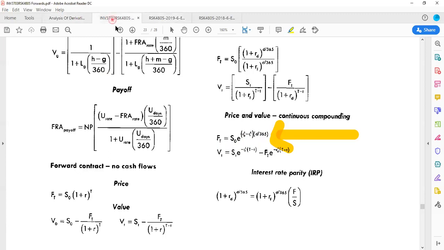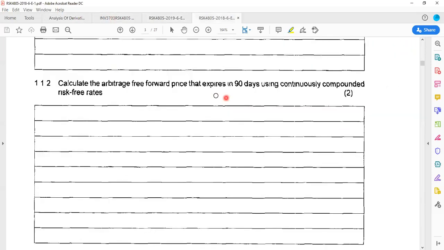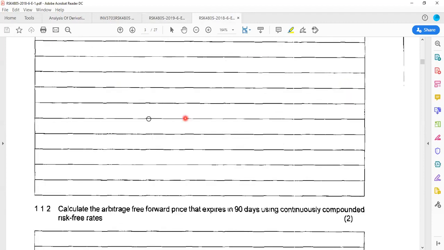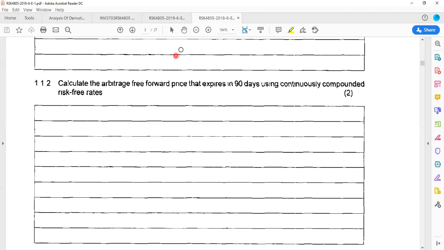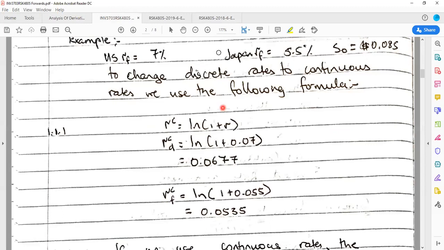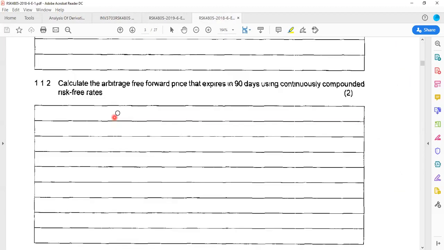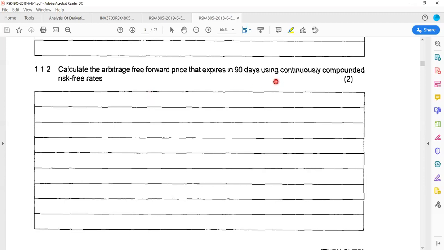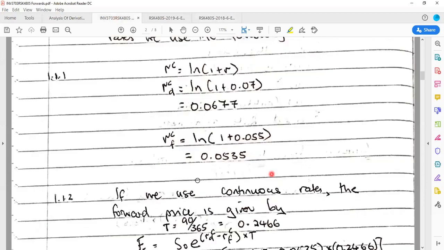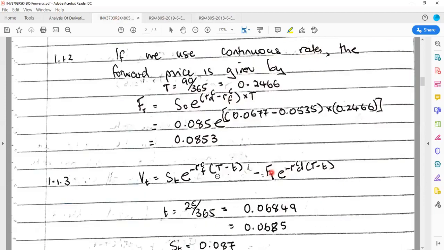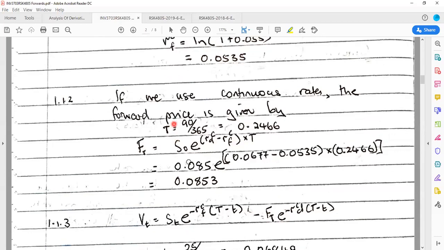So again, please put the video on pause. Try to use this information, the 90 days and the rates that we've just calculated, to determine the arbitrage-free forward price that expires in 90 days using continuously compounded risk-free rates. Okay, so I hope you were able to do that calculation. Hopefully, you got the following answer, 0.0853.